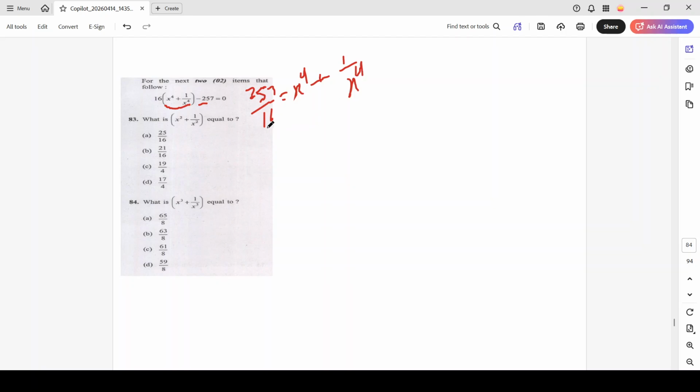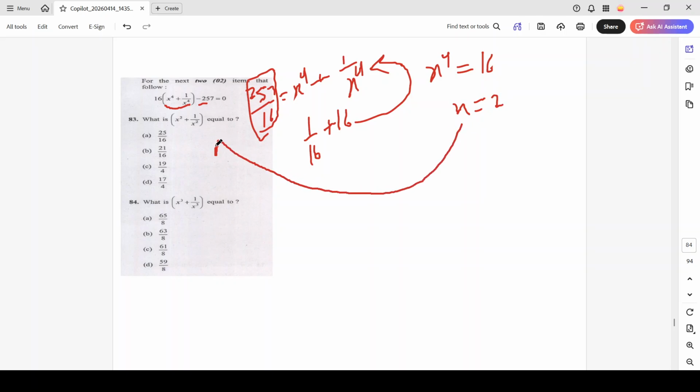Okay. Now if I just closely look at this, what is this? This is 1 upon 16 plus 16 plus 16. And if I compare this, then I get x to the power 4 is 16, and from here I can just get x is equal to 2. Now if I put x is equal to 2 in this equation, then what will we get? 2 to the 4 plus 1 by 4. That means 16 plus 1, 17 by 4, D. That means the answer will be D.